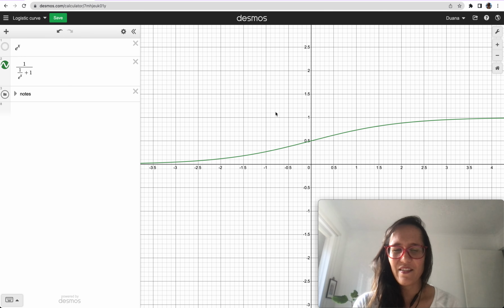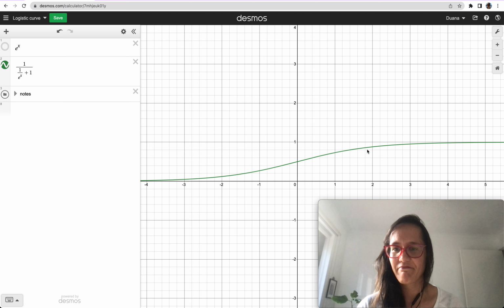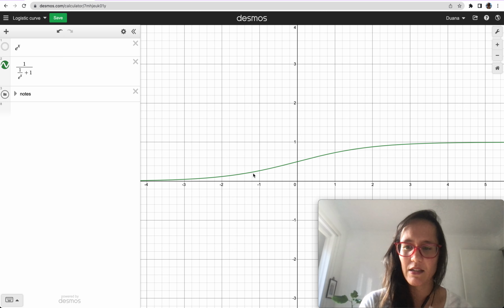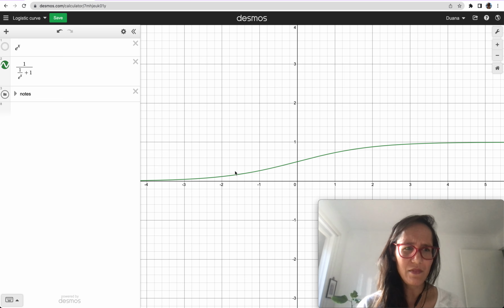Cool. So, all right, let's say we want to model some of these things, like population. How do we use this curve to model population? First of all, we need to maybe shift it to the right, because there's no negative values in population, right? So let's try to shift it to the right.